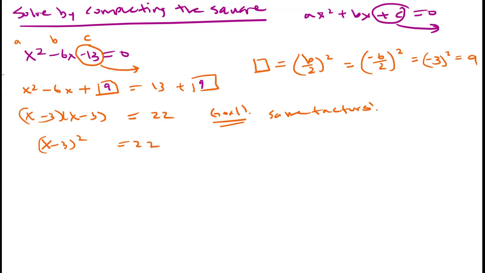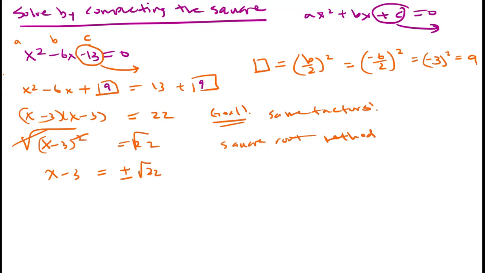So notice what this is. This is what? The square root method, right? This is just the square root method here. So we're going to take the square root on both sides. And then we have x minus 3, and the square root of 22, we can't simplify that any further. Because 2 times 11, there's nothing else. So we're going to leave it as square root of 22. But again, we took the square root, so that means we should have two possible solutions. So we're going to have a positive and a minus square root of 22.